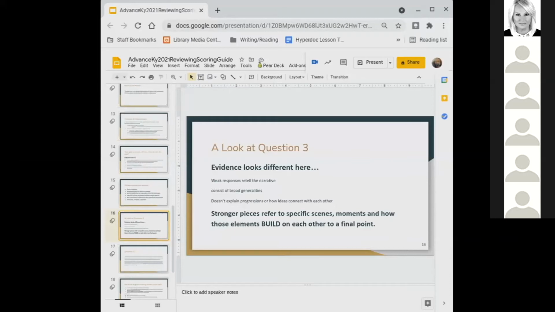You know, often we don't explain the progressions, but I think that bottom idea is probably the one that many of you were expressing: stronger pieces refer to specific scenes and specific moments and how those elements build on each other to a final point. So someone said you can't really use quotes when you write about a novel. I beg to differ. Okay. Your teachers will probably tell you the same thing. Someone else might mention it later today.